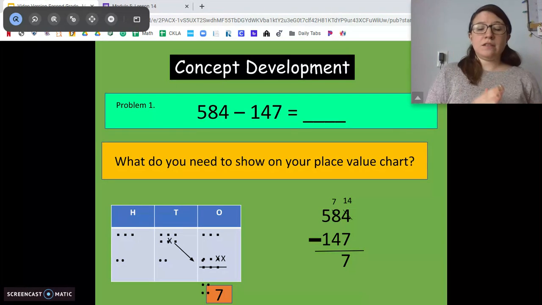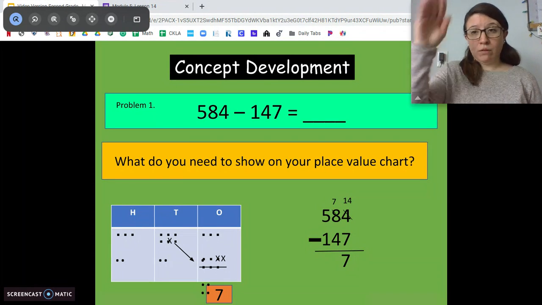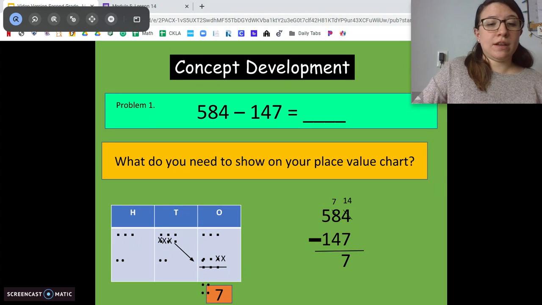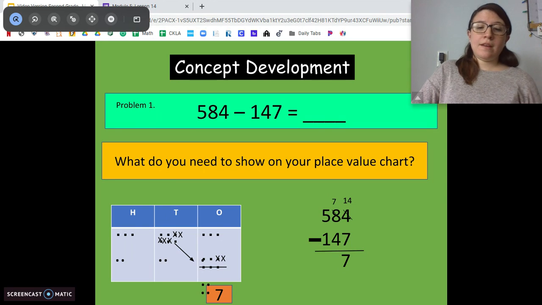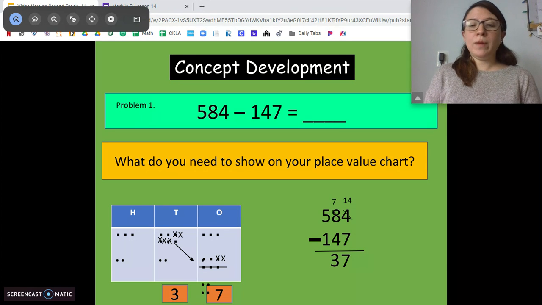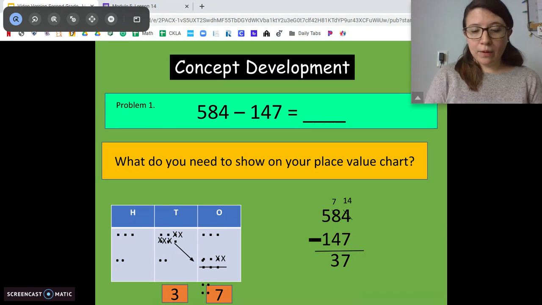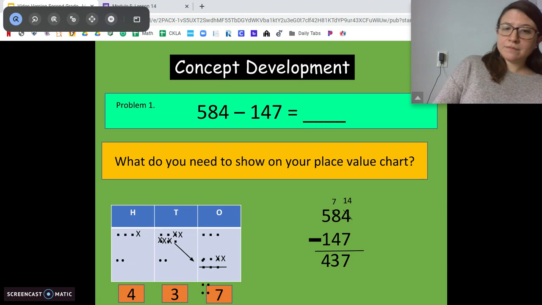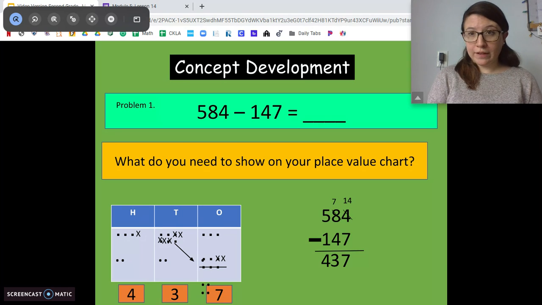Now we can do our 10s. We have 7 10s now because we crossed one off. 7 10s, we're going to take away 4 10s. Let's cross out those 4 10s. And how many 10s do we have left over? Beautiful. And then we can do our hundreds. So we have 5 hundreds, and we got to take away 100. Let's cross one off. And how many do we have left? Beautiful. And we end up with 437.